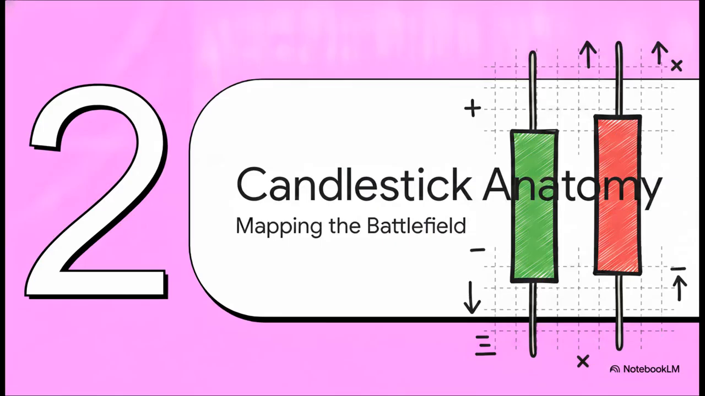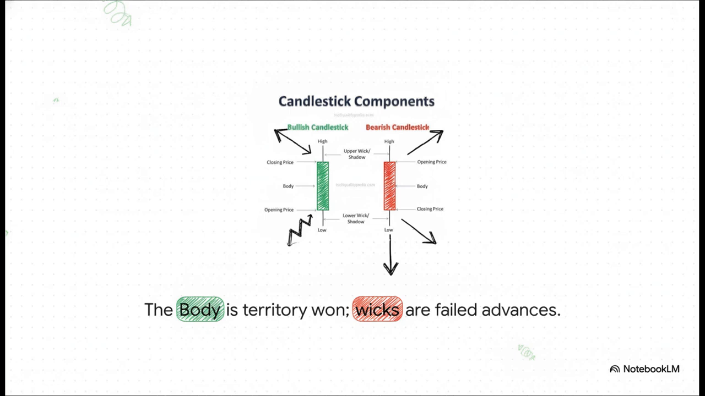Section 2. Anatomy of a candlestick. So, moving on to the anatomy, think of a green bullish candle and a red bearish candle. That thick colored rectangle in the middle? That's the body. This solid body represents captured territory. It's the actual difference between where the price opened and where it closed.